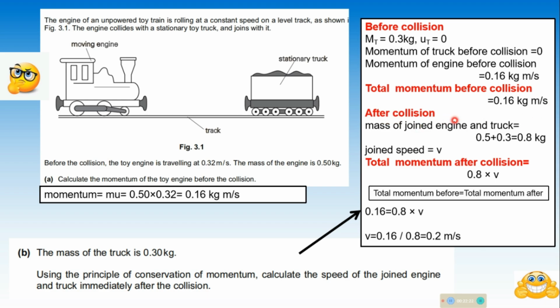Now after collision, the mass of the joint truck and engine is 0.5 plus 0.3, which is 0.8 kilogram. Let's take the joint speed as v. So total momentum after collision will be mass multiplied by velocity, 0.8 multiplied by v. We know from the principle of conservation of momentum that total momentum before collision should be equal to total momentum after collision. So 0.16 is equal to 0.8 v, and v is equal to 0.16 divided by 0.8, which is 0.2 meter per second in this case.